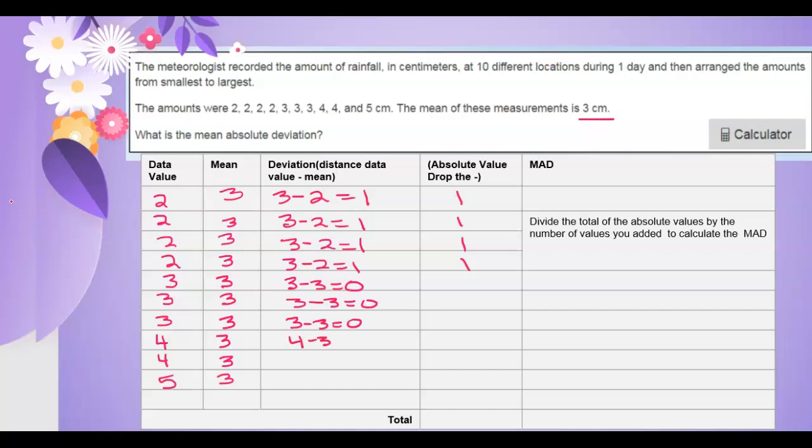4 minus 3 equals 1. 4 minus 3 equals 1. And 5 minus 3 equals 2. So we have 0, 0, 0. Oh, this is a 1. I am so sorry, and this is a 1 and a 2. When you add all of these up, you get 8. And we had 10 values, so we're going to divide that by 10. Our mean absolute deviation is 0.8 centimeters.